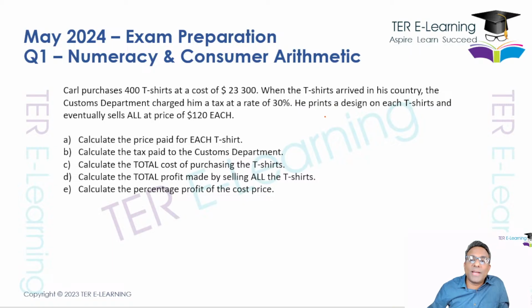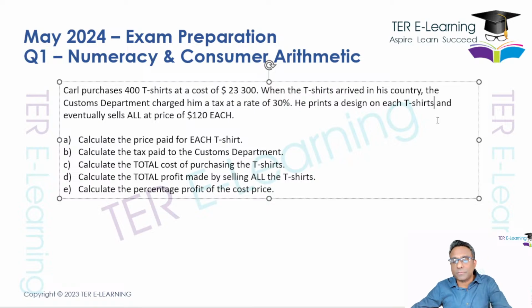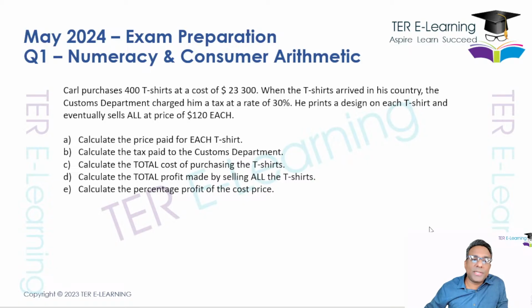When the t-shirts arrive in his country, the customs department charges him a tax at a rate of 30%. He prints a design on each t-shirt, and eventually sells all at a price of $120 each. So the first thing we want to calculate here, right?